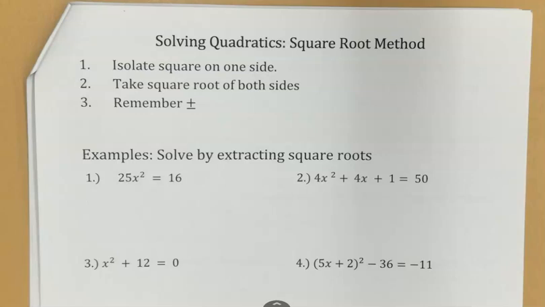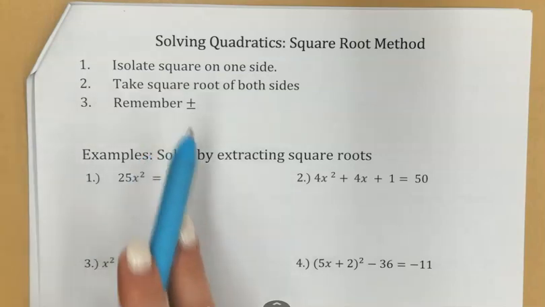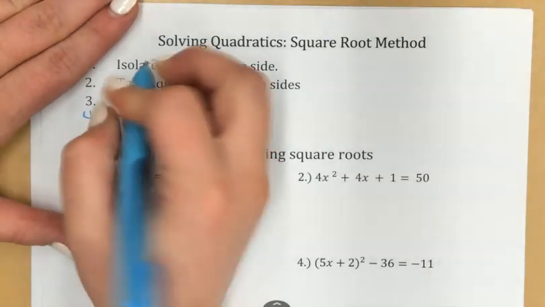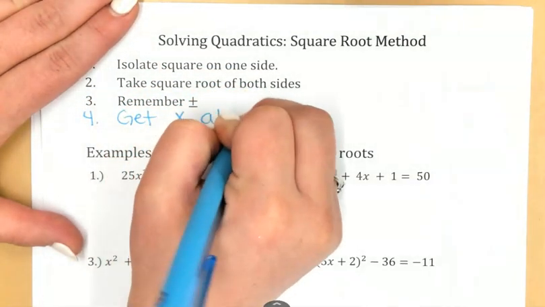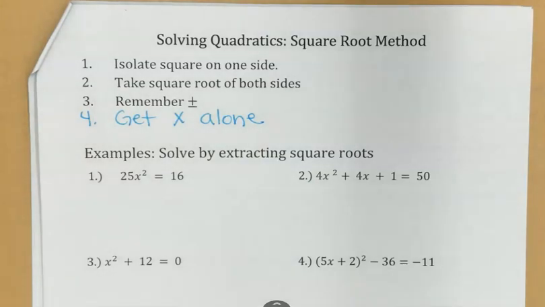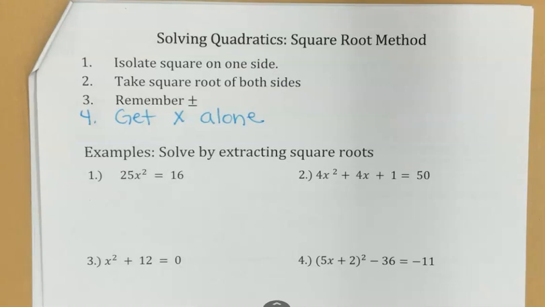I isolate my square on one side. I'm going to take the square root of both sides, remembering to take the plus or the minus, and I'm going to add in a fourth step that I need to get x alone. So sometimes there will be additional steps in order to get that to happen, but let's start with example 1.